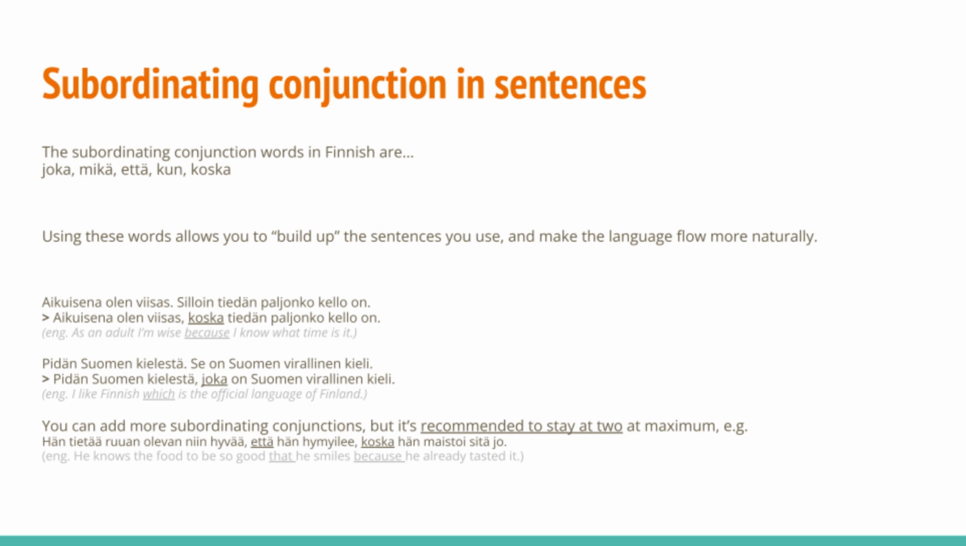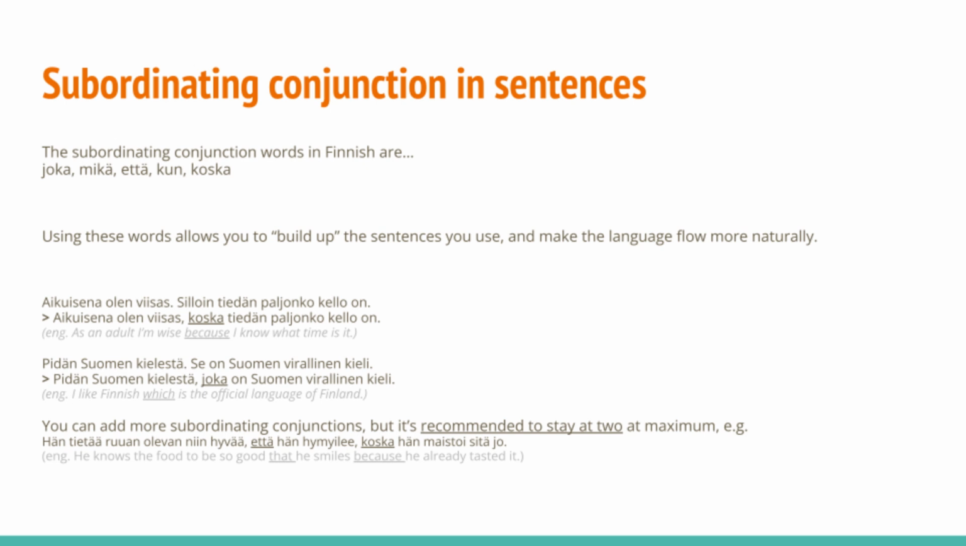The first example, if you want to write super simple without using the subordinating conjunctions, you technically could say, aikuisena olen viisas. Silloin tiedän paljonko kello on. But if you use the word koska, because, the sentence will take a more fluent form and turn into aikuisena olen viisas, koska tiedän paljonko kello on. And this sentence basically means as an adult I'm wise because I know what time it is.